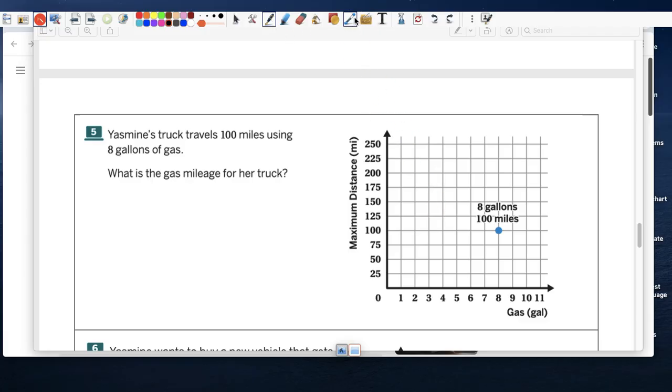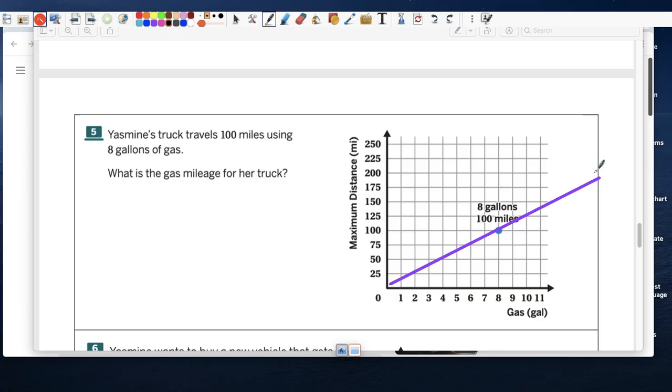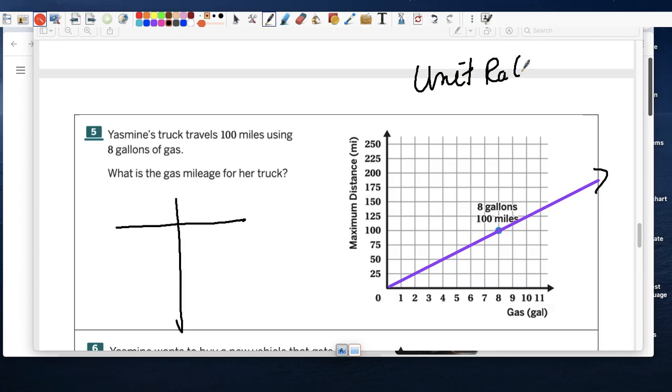Right. So if I were to connect a line, start from 0, 0, the origin, through this, I could find other points, as long as your line is straight, I should say. So I'm going to create a table, because I don't have other points, right? So I'm interested in the unit rate. I know 8 gallons gets me 100 miles, but what about 1 gallon? That's not the unit rate, right? The miles per 1 gallon. And so we're missing the unit rate.